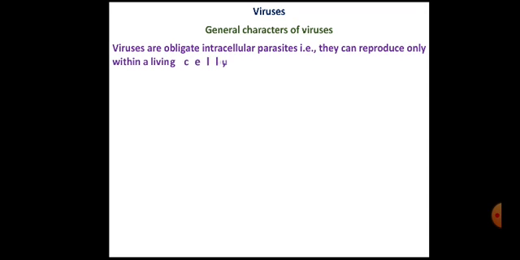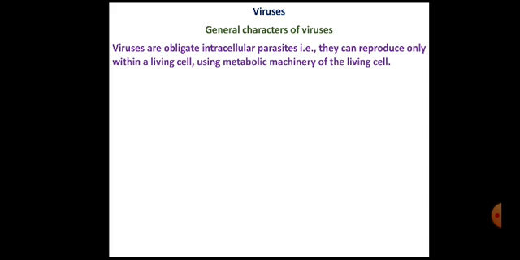In the broad classification of microorganisms, the next type of organism is virus. First, we'll understand what the general characteristics of viruses are, one by one. To start with, the definition. Viruses are defined as obligate intracellular parasites.